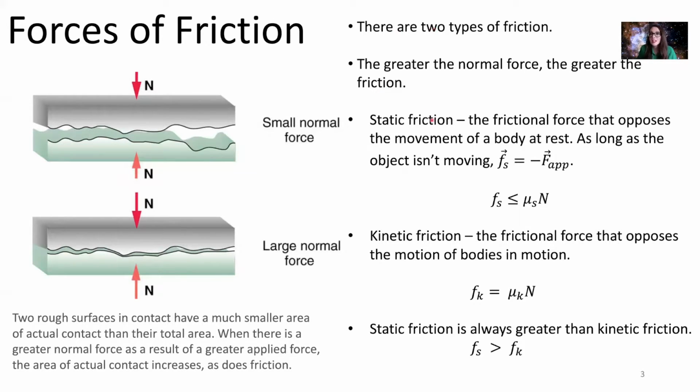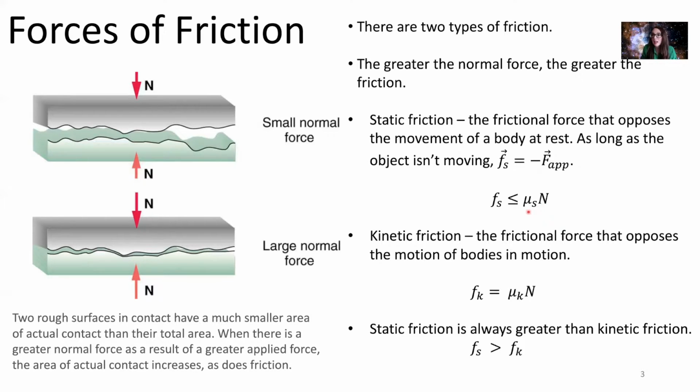Static friction is the frictional force that opposes the movement of a body at rest. So that's the static part. It's the friction that opposes the body at rest. As long as the object isn't moving, the static friction force is always going to be equal but opposite to the applied force. So that static force increases and increases to match the applied force until that applied force exceeds the coefficient of static friction times the normal force.